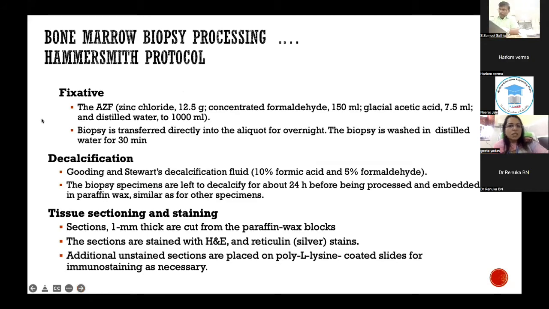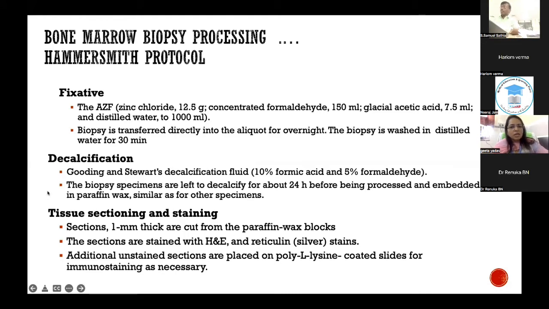For fixation, AZF stands for glacial acetic acid, zinc chloride, and formaldehyde. It is made up in distilled water, and the biopsy is transferred into this aliquot for 24 hours. Next day, the biopsy is washed with distilled water for 30 minutes and is transferred to decalcification fluid, which is 10% formic acid.